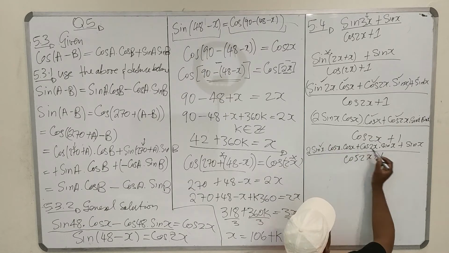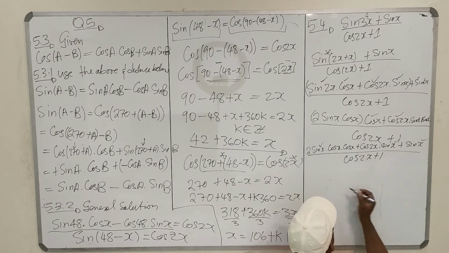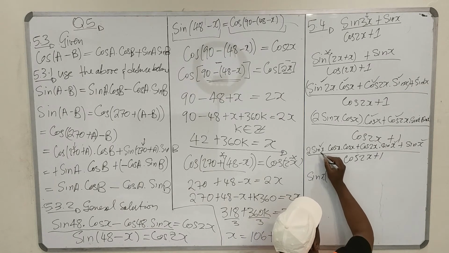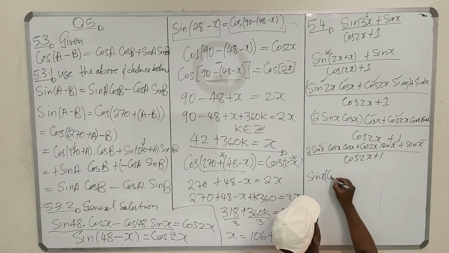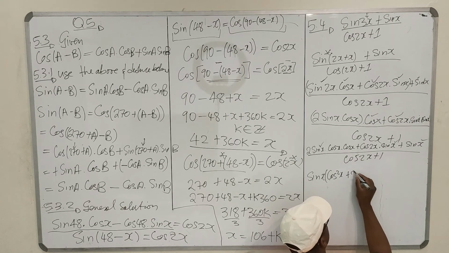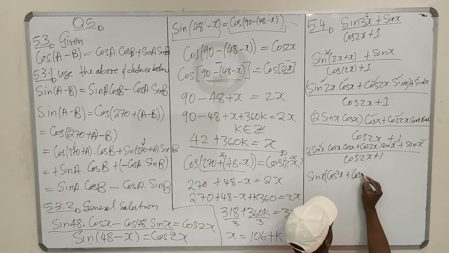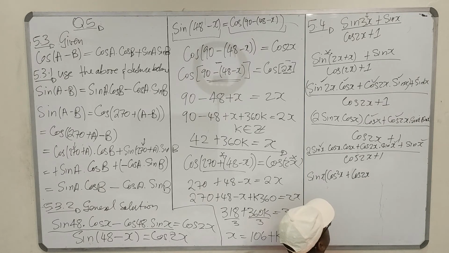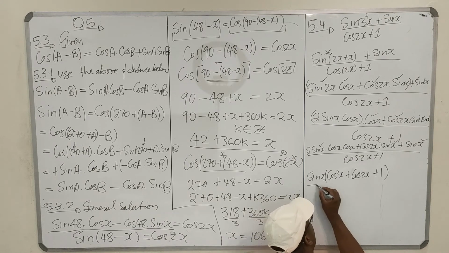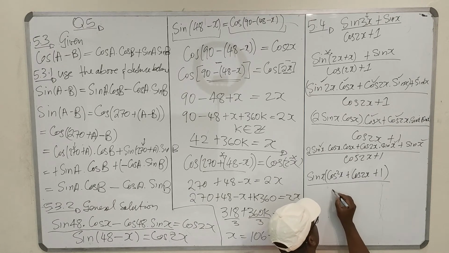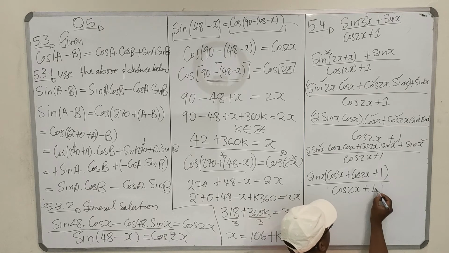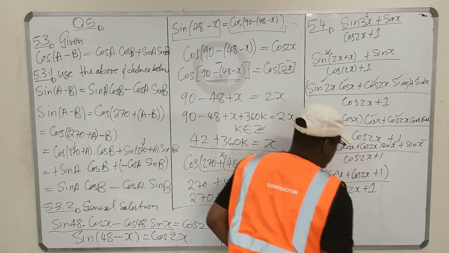Then we take sine x as a common factor. So we have sine x outside. Inside we have what? Inside we have cos squared x, because cos x times cos x is cos squared x, plus cos 2x, plus 1. That's what we have inside, all divided by cos 2x plus 1. That's what we're left with.